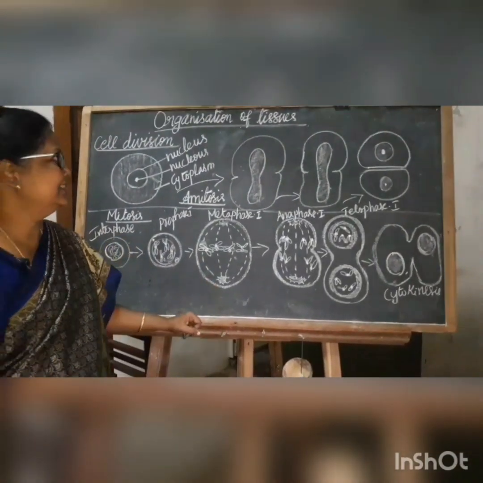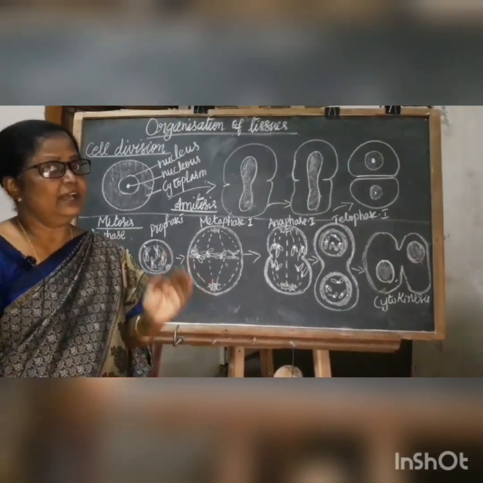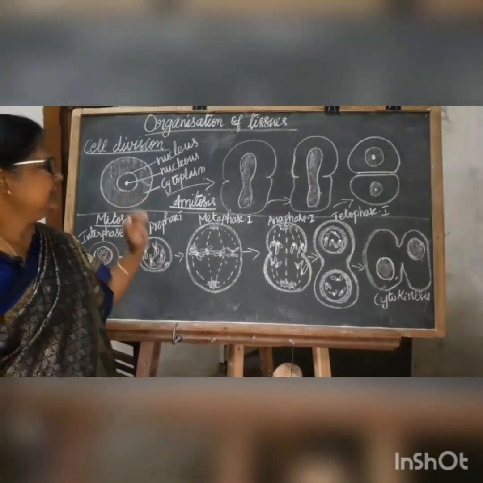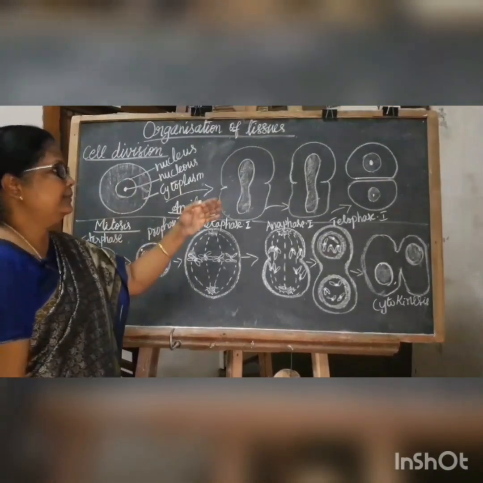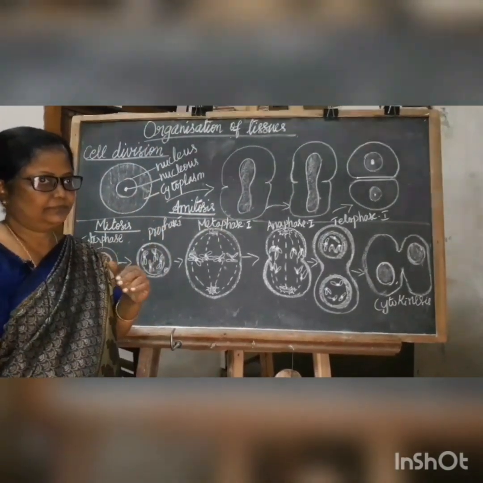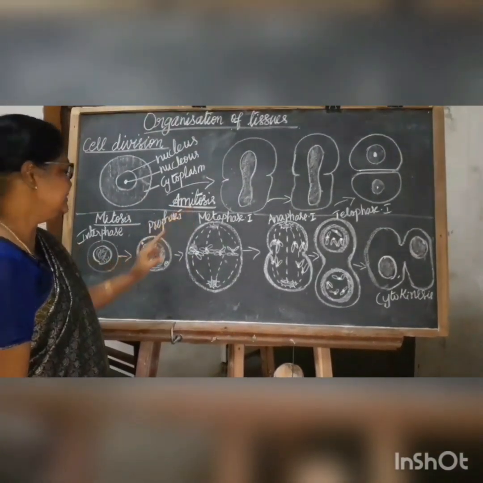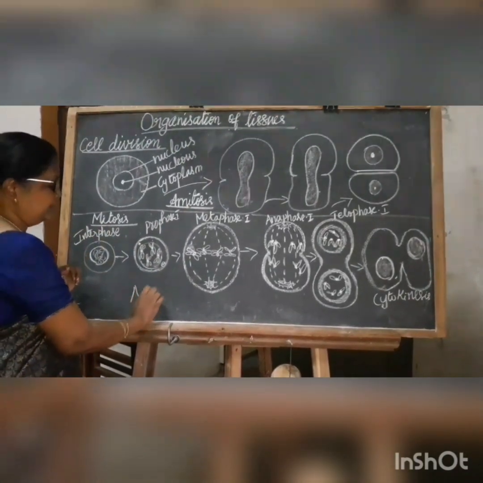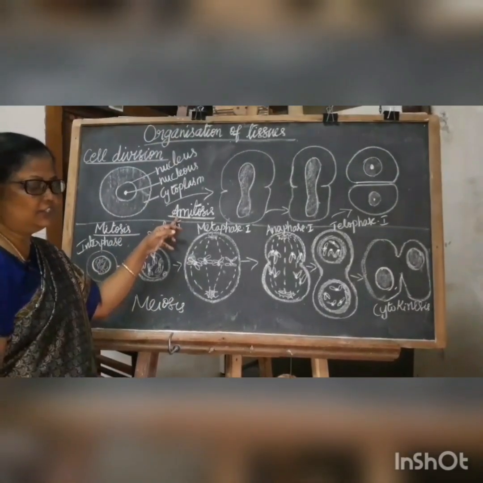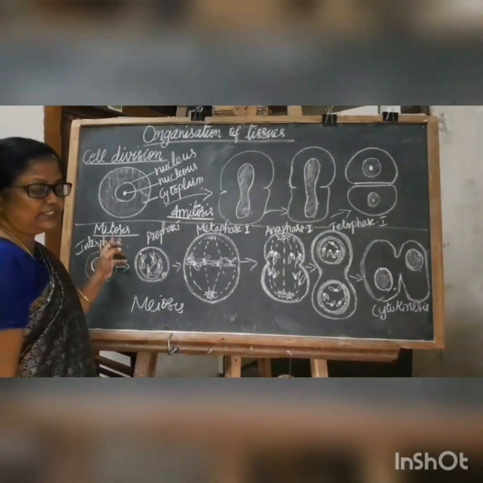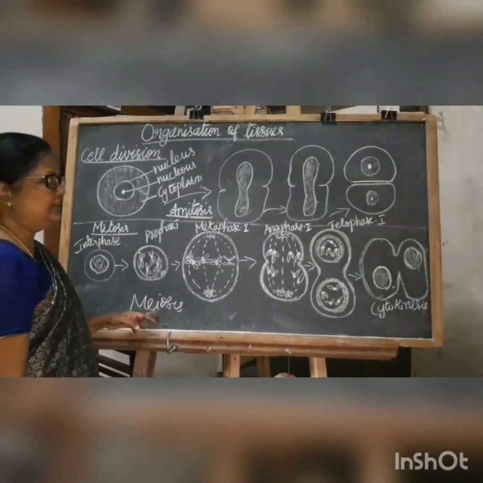Okay, now we'll continue the lesson organization of tissues. In this lesson you are going to study cell division. Cell division majorly points out that cells are formed from pre-existing cells, and cell division is divided into three types: amitosis, mitosis and meiosis. Amitosis means direct division, mitosis means indirect division, and meiosis means reduction division.